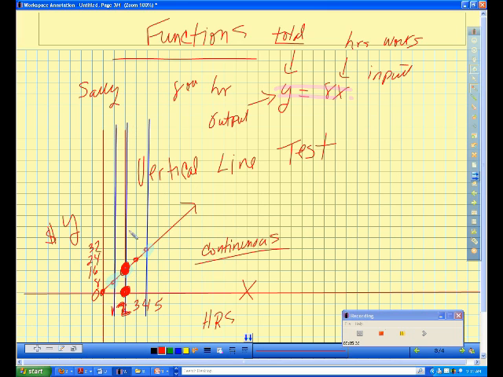Okay, now the vertical line hits 2 points on the graph. So that means that one is (2, 0). She worked for 2 hours, she got paid nothing. Then she worked for 2 hours another day and she got paid $16.